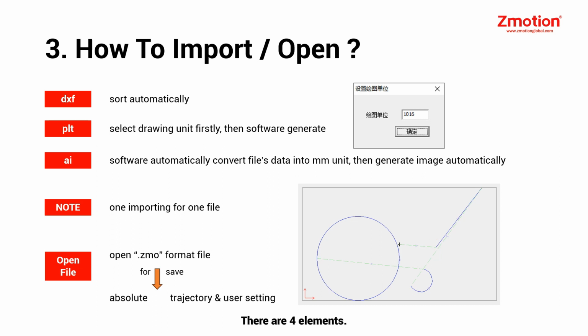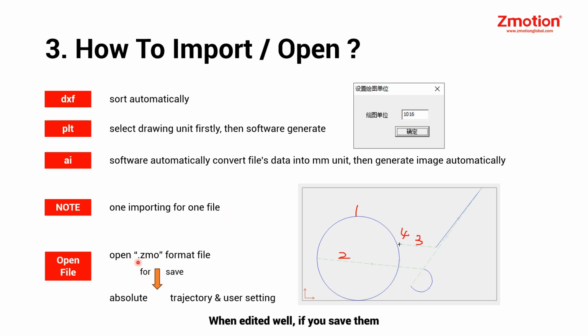There are 4 elements. Blue means processing trajectory. Green means empty motion. Arrow means the direction. Cross means the origin. And one importing operation only supports one file. If you need to import several files at the same time, please do several times of importing. Then generated images are shown in superposition form.